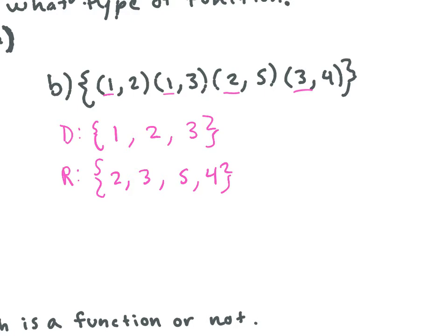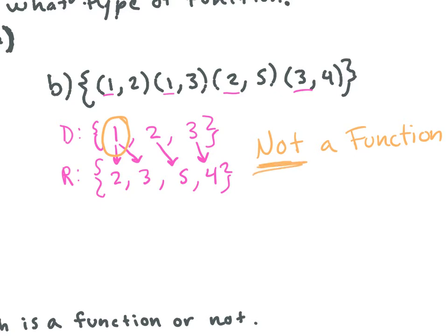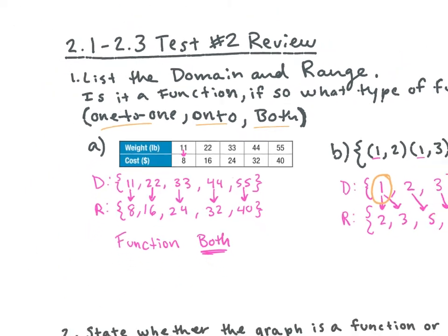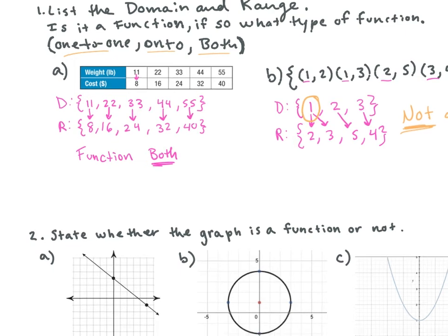Now we match everything up, so 1 goes with 2, 1 also goes with 3, 2 goes with 5, and 3 goes with 4. We cannot have two arrows coming out of the same number. So this means that this is not a function. We can't have two y values for one x value. That makes this not a function. Remember, when determining whether it is one-to-one or onto or both, check out that box in the 2.1 notes, because that has good examples of each one of those.